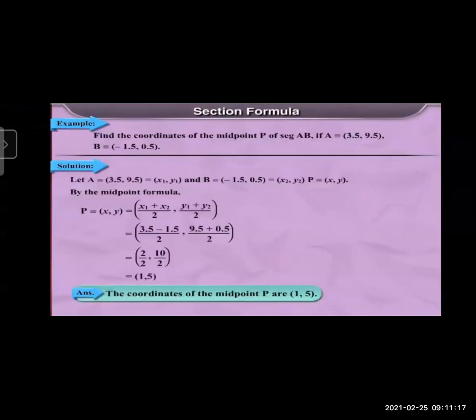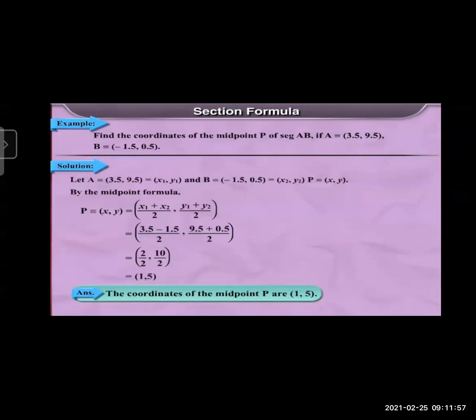Okay. Next question. Find the coordinates of the midpoint P of segment AB if A is (3.5, 9.5) and B is (-1.5, 0.5). So here we have 2 points A and B. We have to find the midpoint, that is P is the midpoint of the line segment AB. So first we consider let A coordinate be (x1, y1). From this we get x1 is equal to 3.5 and y1 is equal to 9.5.